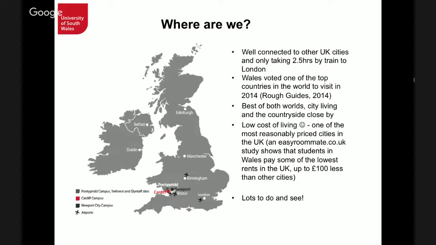The great thing about being outside London is that the cost of living is much lower. That's one huge benefit of studying here at the University of South Wales. But if you did want to go to London, it's really easy to get there, and it's very convenient to access all the different cities in the rest of the UK. Wales was voted one of the top countries in the world to visit in 2014 by the Rough Guide, so that's a good reason to come and visit us because we're a very beautiful country.